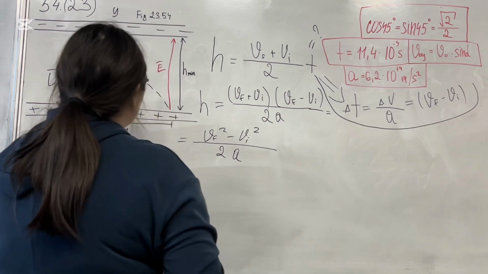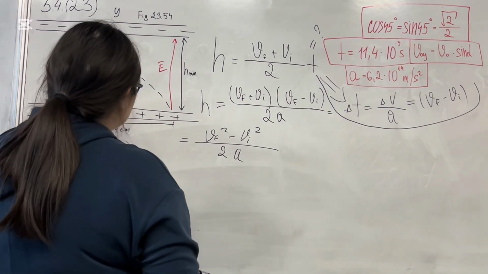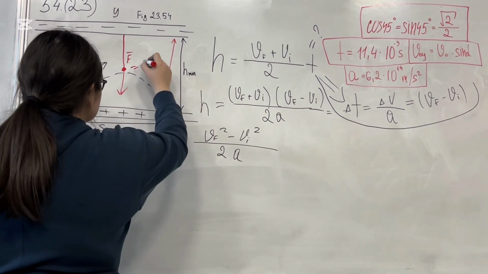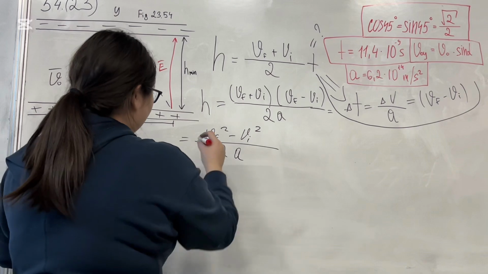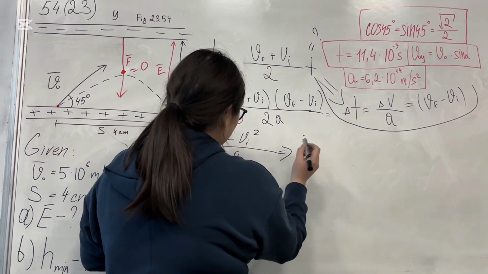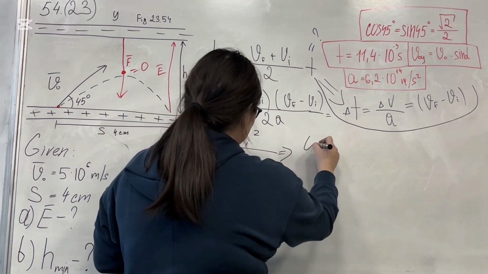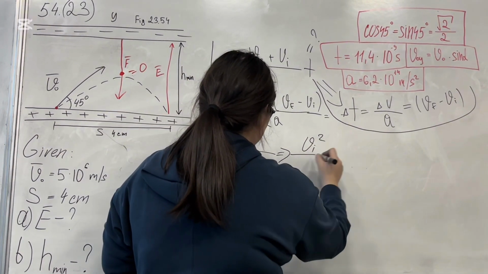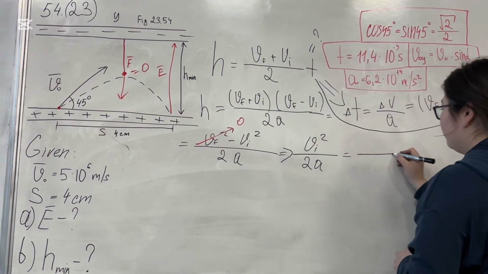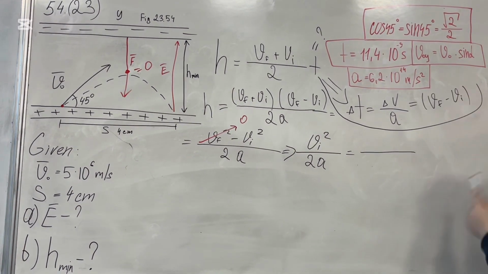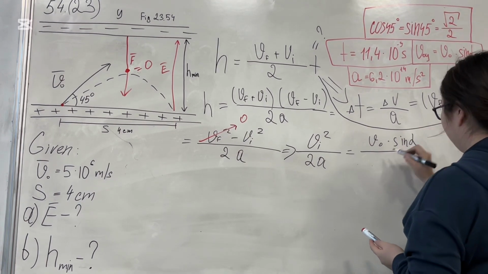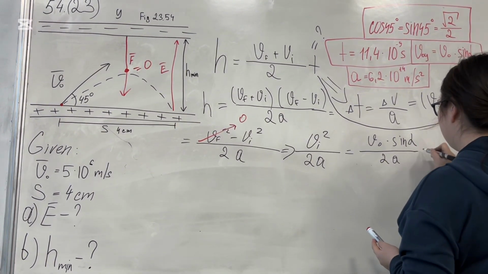Now, because the maximum point here is the dot in the middle, we know that V final is equal to 0. So we can cross this out and write 0. From here, the formula is going to look like this: V initial squared divided by 2 acceleration. Now we already found this V initial. It's right here: V0 multiplied by sine alpha, divided by 2a.